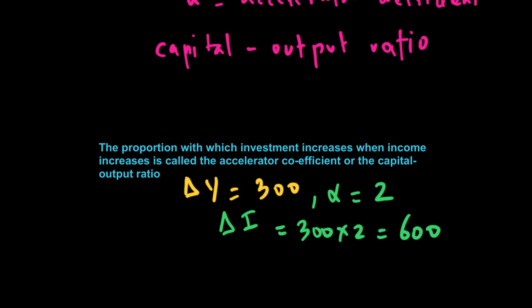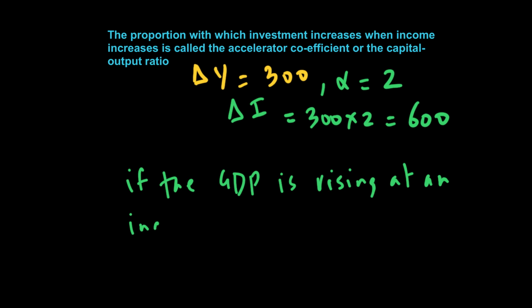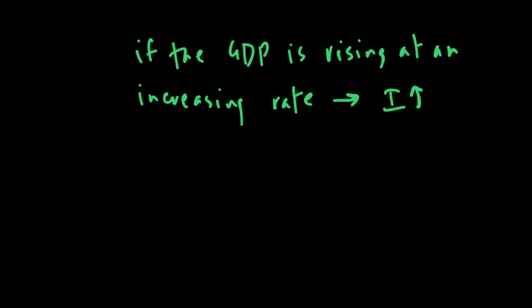In fact, there is another thing that they talk about in the accelerator theory: if the GDP is rising at an increasing rate, then you will see I rise. For example, if the GDP is rising every year at a constant rate, let's say 3% or 2%, then according to the accelerator theory, investment will not rise, investment will remain the same. But if the GDP is rising at an increasing rate, this is where you will see investment rise. Now, this concept is important in many ways, because we can use this concept and multiply it together as well.